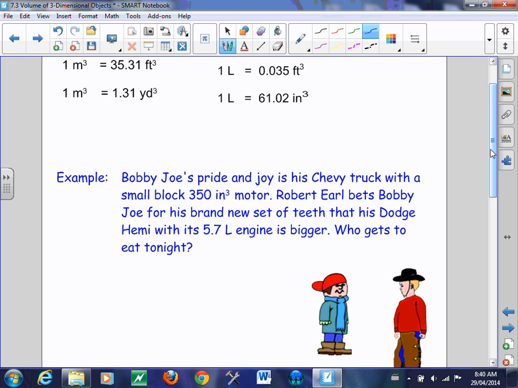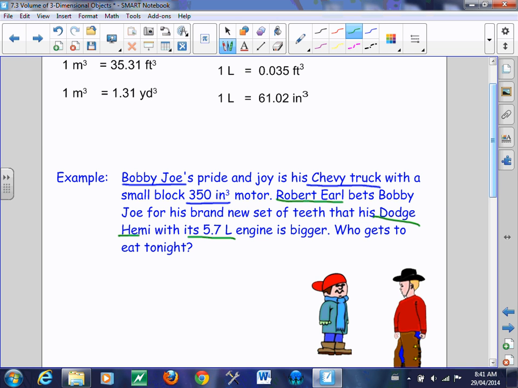Bobby Joe's pride and joy is his Chevy truck. So Bobby Joe has a Chevy truck, and he's got a small block 350-inch cubed motor. On the other hand, Robert Earl bets Bobby that his brand new set of teeth, that his Dodge Hemi with 5.7 liter engine is bigger. Who gets to eat tonight? I.e., who wins the bet?